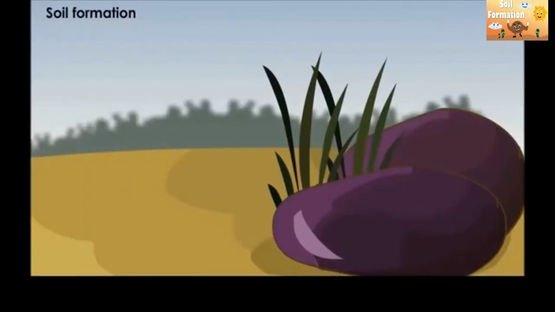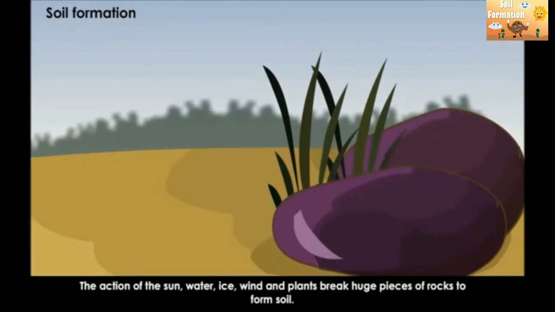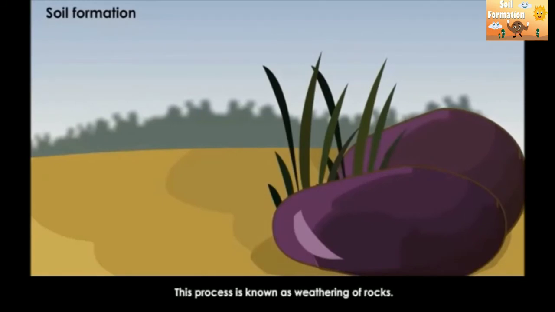All right. So we will learn about soil formation now. About soil formation, a very important thing. This process takes place over a long period of time with the help of sun, water, ice, wind, and plants, which break down huge pieces of rock to form soil. This process of breaking down of rocks is called weathering.